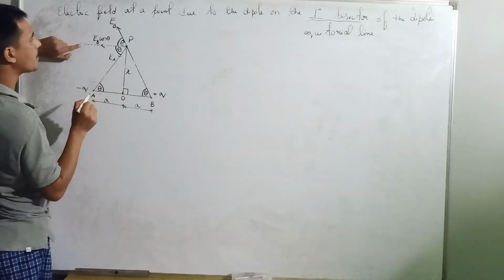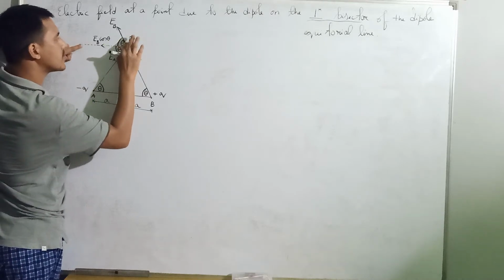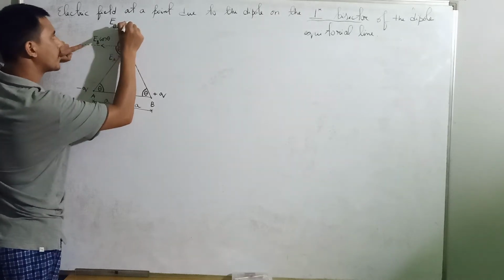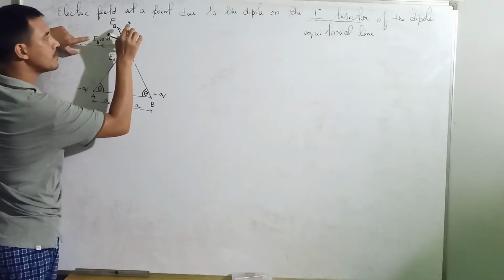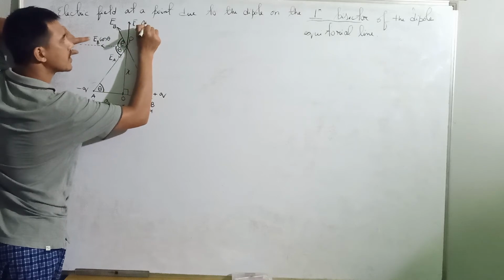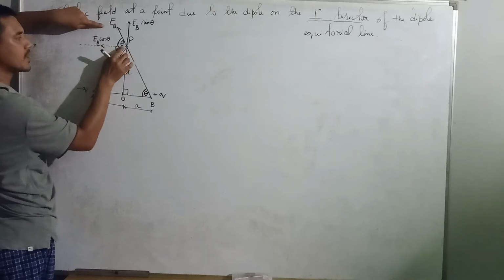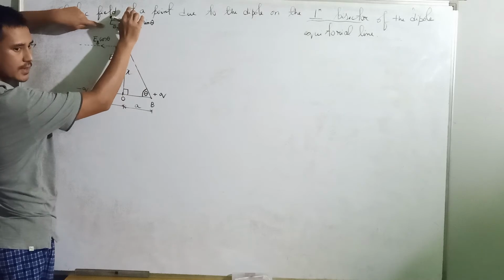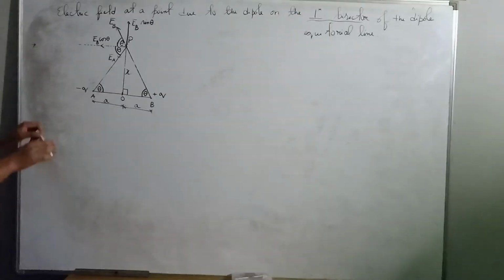Now you make a line perpendicular to this EB cos theta. Then the component of this EB in this direction will be EB sine theta. So we have resolved EB into two components. One is EB cos theta acting along this line, and the other one is EB sine theta acting along this line. Correct? Similarly, we can resolve EA into two components.